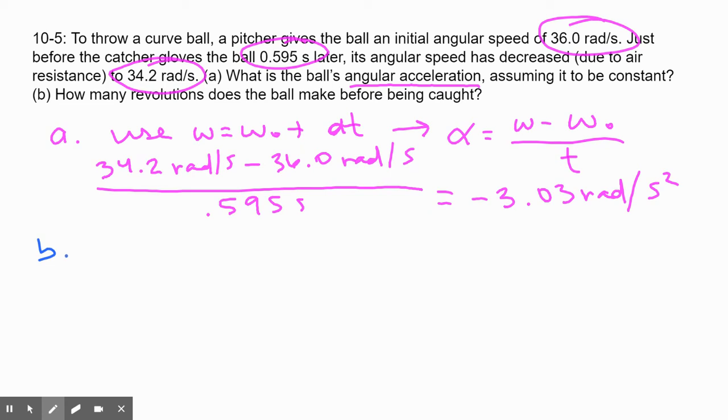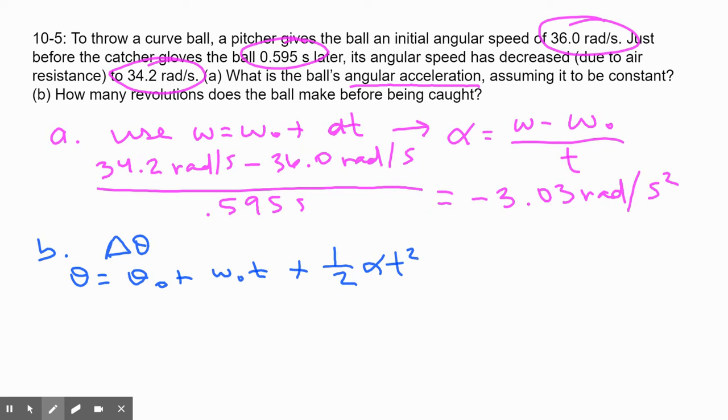Okay, so again, let's take a look at that equation chart and see which equation will be the most appropriate to use here, because we want to know how many revolutions the ball makes before it is caught. In other words, we want to know the change in theta. So take a moment to choose an equation. Okay, and here I hope you chose this equation. If you didn't, that's okay, but this is going to be the best equation to use for this.